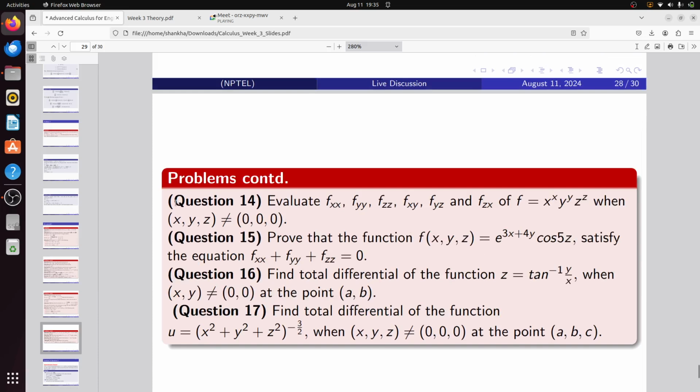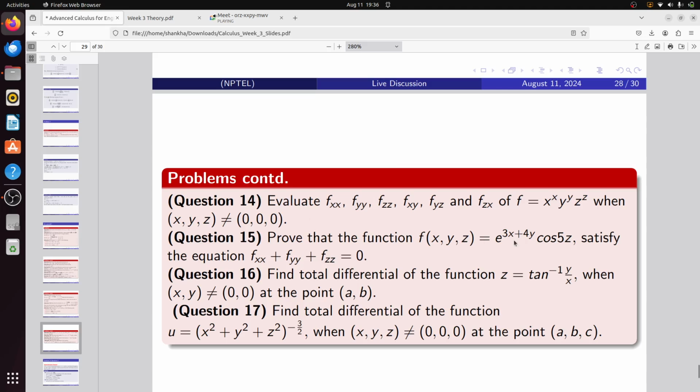Okay, how will you solve question number 14? Just tell me intuitively. Sir, if I take ln both sides. Yes, you should take ln both sides. Ln f will be x ln x plus y ln y plus z ln z. Then you need to determine fxx, fyy, fzz, fxy, fyz, fzx. Practice these problems, okay? My aim is just to give you practice. This problem is also easy.